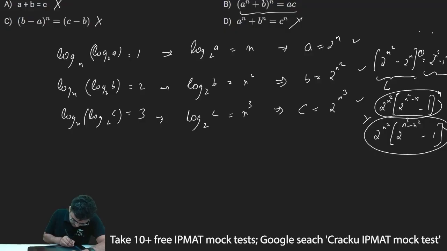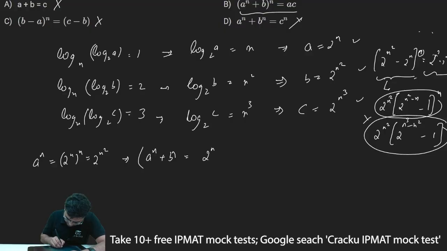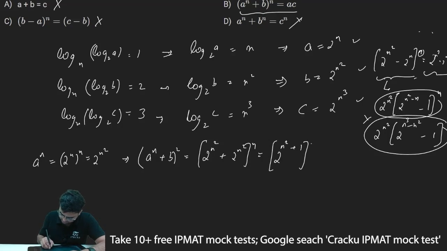a to the power n will be equal to (2 to the power n) whole to the power n, which is equal to 2 to the power n square. So I can write (a to the power n plus b) whole n will be equal to (2 to the power n square plus 2 to the power n square) whole n. This will be equal to (2 to the power n square plus 1) whole n, and thus (a to the power n plus b) whole power n will be equal to 2 to the power n cube plus n. This is my left hand side.